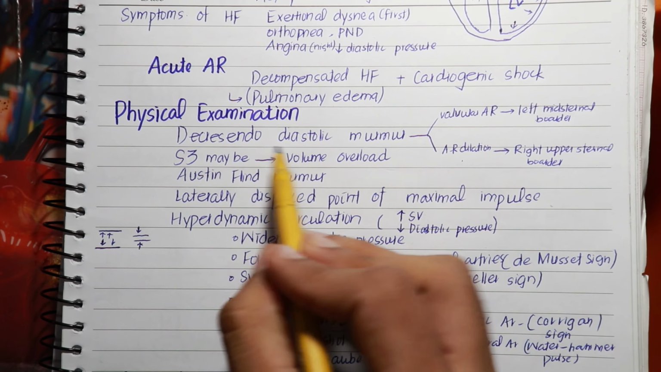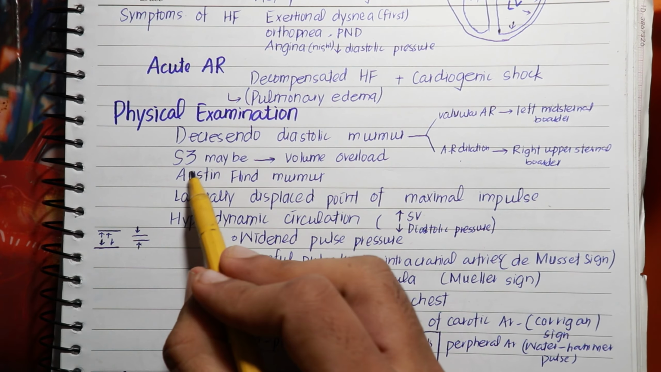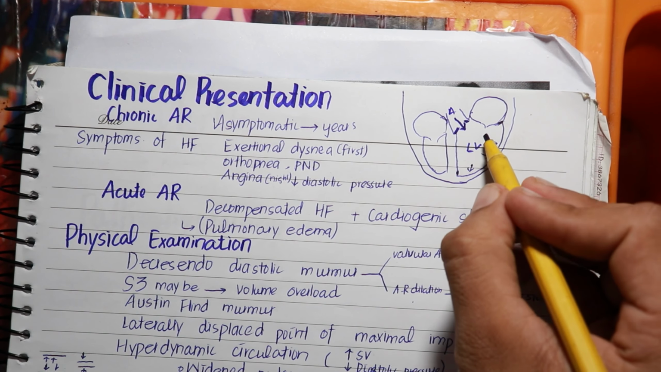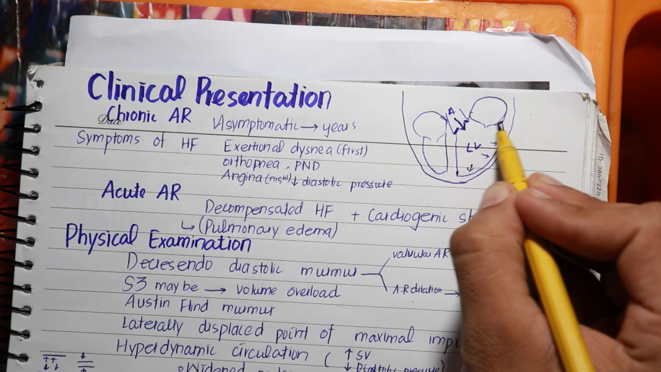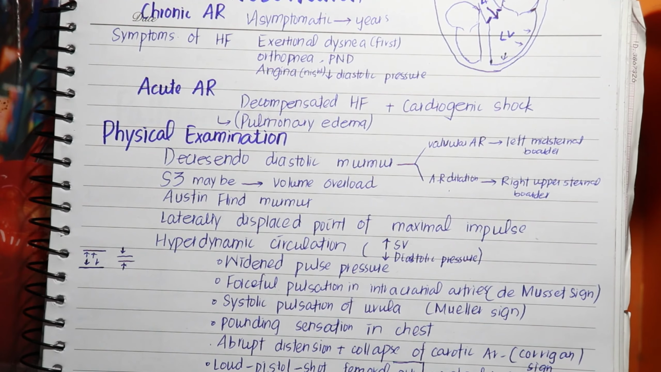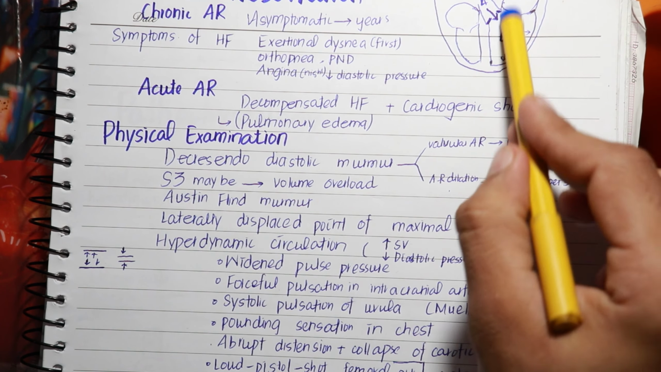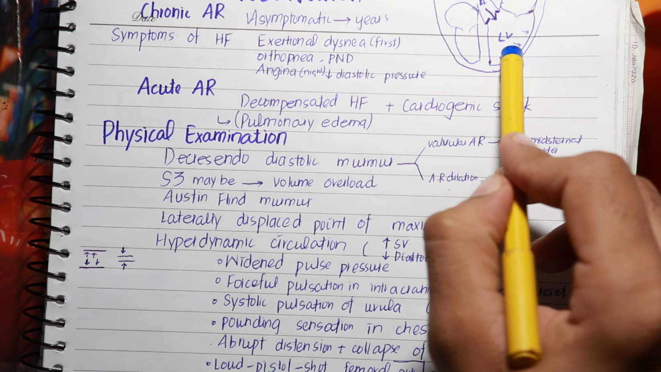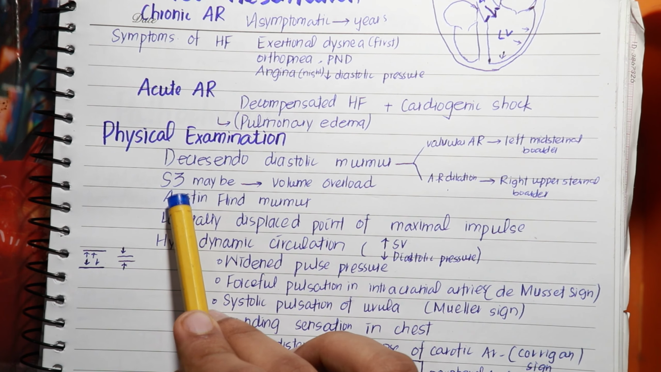It's very important: a decrescendo diastolic murmur and S3 may be present. Why? Because there is volume overload. Normally there are two sounds, S1 and S2. S1 is when the mitral and tricuspid valves close, and S2 is when the aortic and pulmonary valves close. But this is S3. This is because there is more volume in this. This volume can also produce S3.